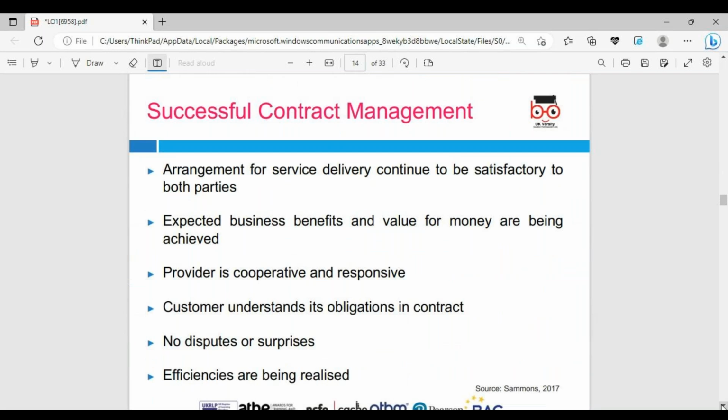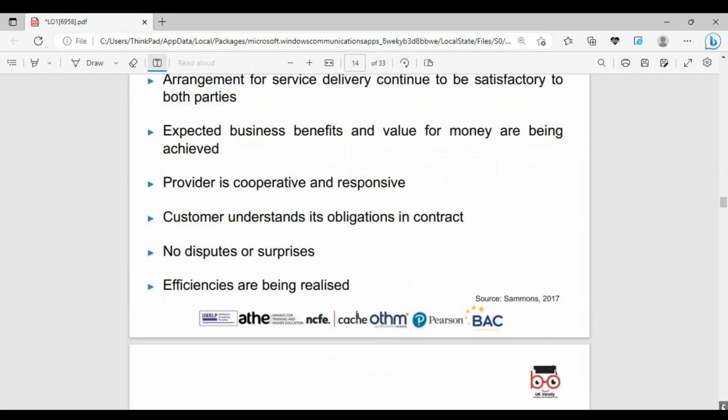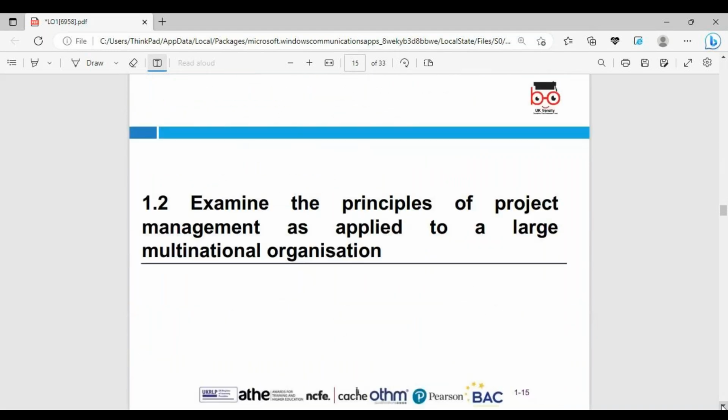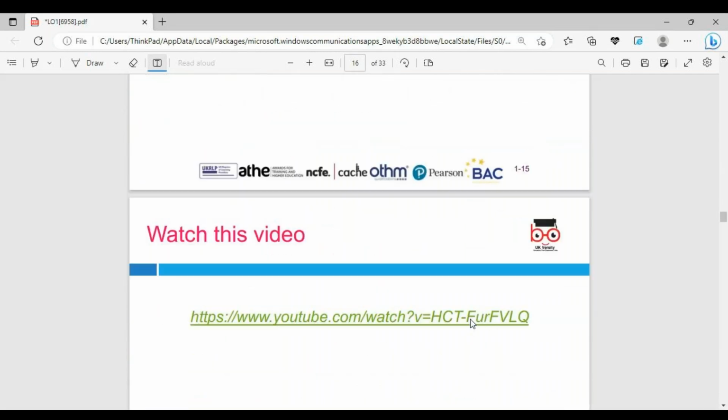With a successful contract, we are always looking at whether the arrangement of the service delivery continues to be satisfactory to both parties. Sender and receiver expect the business benefit and value for money. We can look at being cooperative and responsive, and understanding the customer obligation. A dispute can create huge risk for business efficiencies. That's what we need in 1.2: we examine project management and apply it to a large multinational corporation. We've been given videos here to watch, which you can watch at the end.